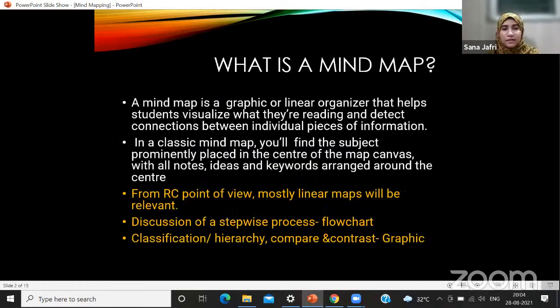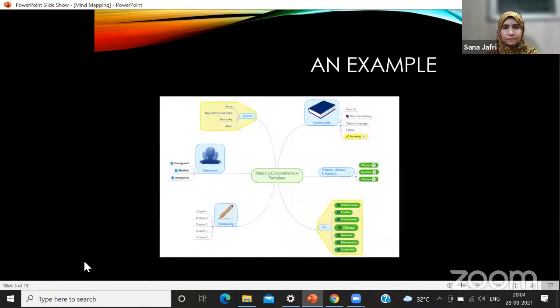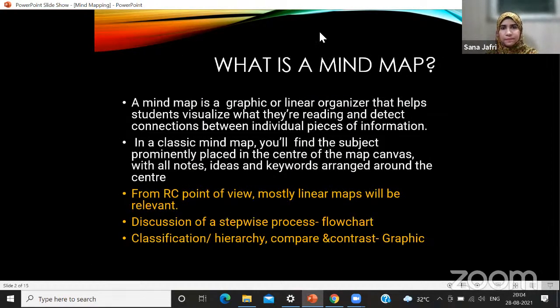Okay. So, yes, classically, mind map is more graphic, but to be honest, in case of passages, because my focus is, of course, teaching you mind mapping for better comprehension of passages, in this case we are going to follow a linear mapping kind of a style. So here I'm not going to talk about the graphic thing because that is not relevant. From RC point of view, linear maps will be relevant.